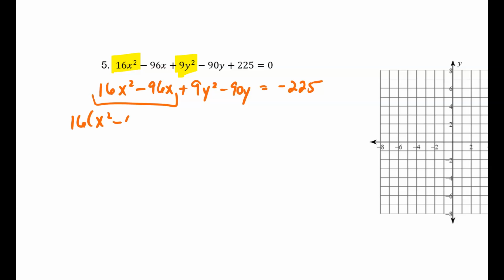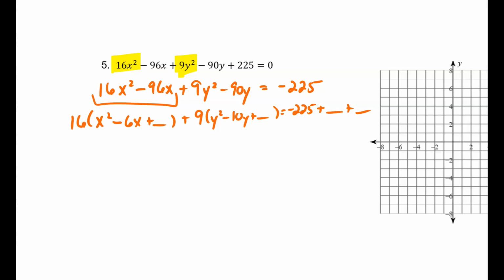minus 6x plus blank. Factor out a 9 for the y's, and I get y squared minus 10y plus blank equals a negative 225 plus blank, because we're doing it 2 times here because we're completing the square twice.